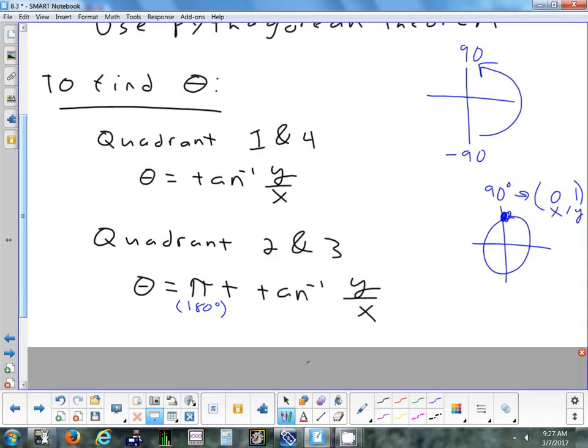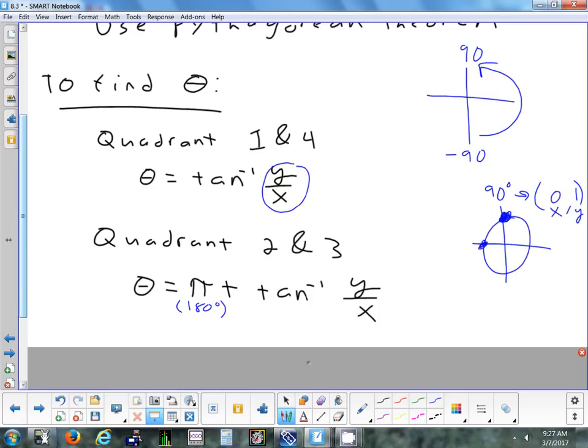Well, if x is 0, and you tried to plug it into this fraction, or the one below it, what would happen? You'd get no solution. This formula doesn't work on an axis, and I didn't say it did. It only works in quadrants 1 and 4, or quadrants 2 and 3. So the other 4 possibilities you could have is being here, which is 90.